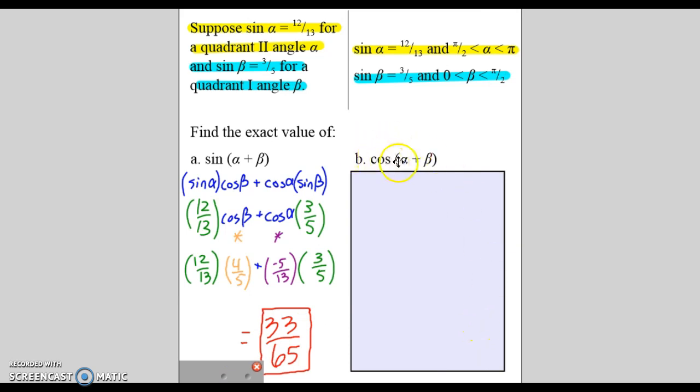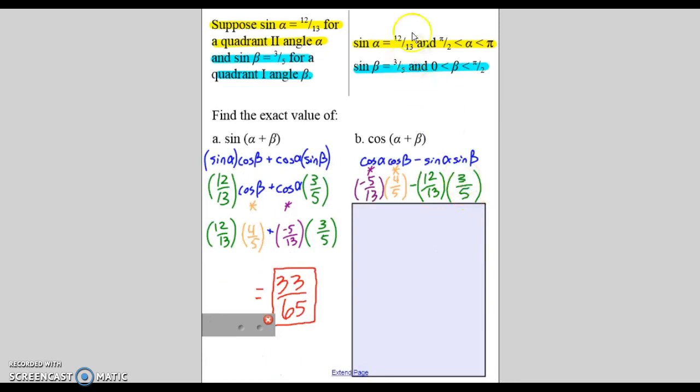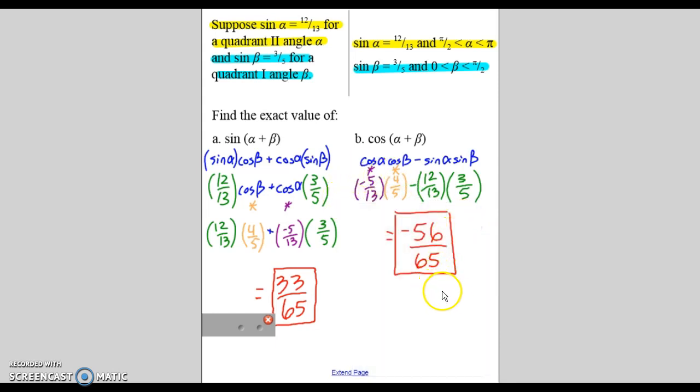Now the good news is, for part B, that I've done all the extra work that I need to do. So all I need to do is identify the identity needed for cosine of alpha plus beta, and then these two on the right are the ones that I was given in the problem. These two on the left are these that I already went and found off to the side, so I already have them. I just plug them in. I can use my calculator to evaluate that, and there's my final answer, -56/65.